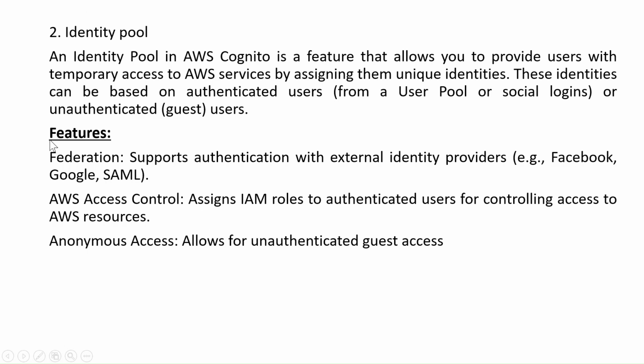It will also provide features like federation. Federation means support for authentication with external identity providers, for example Facebook, Google, or SAML. And also AWS access control. It will assign an IAM role to authenticated users for controlling access to the AWS resources. And the user can also sign in through anonymous access, which allows for unauthenticated guest access.